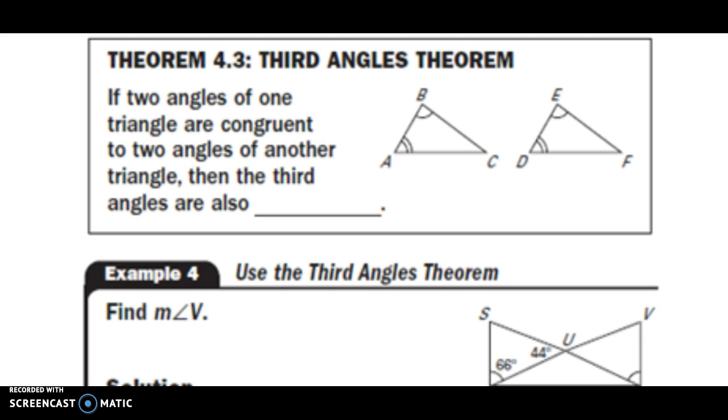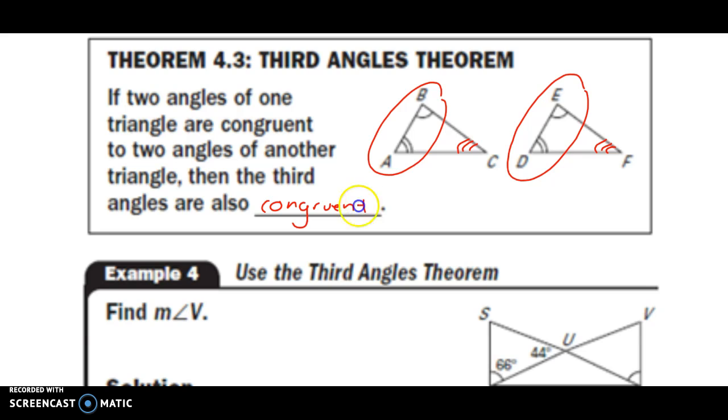Okay? This is a new theorem that's super easy. It's basically one of those duh theorems. And it says, if 2 angles of one triangle are congruent to 2 angles in another triangle, what do you think is going to happen with C and F? Yeah, so literally it's named after. So your word here is kind of. If 2 angles in one triangle are congruent to 2 angles in another triangle, that means the third angles have to be the same size, right?